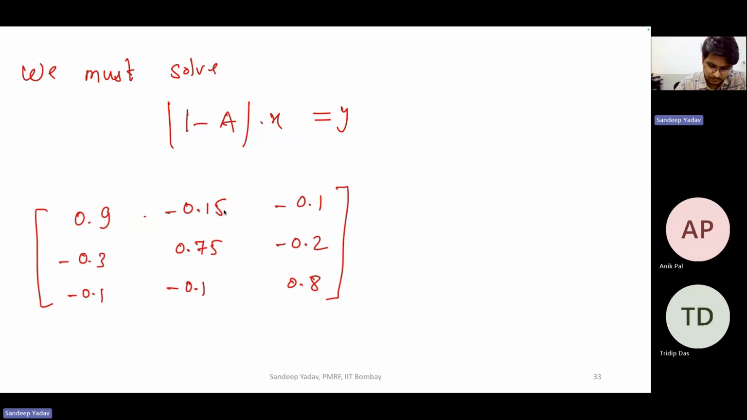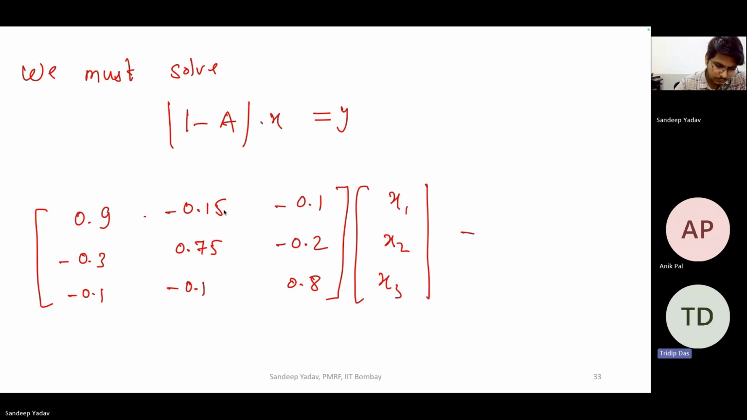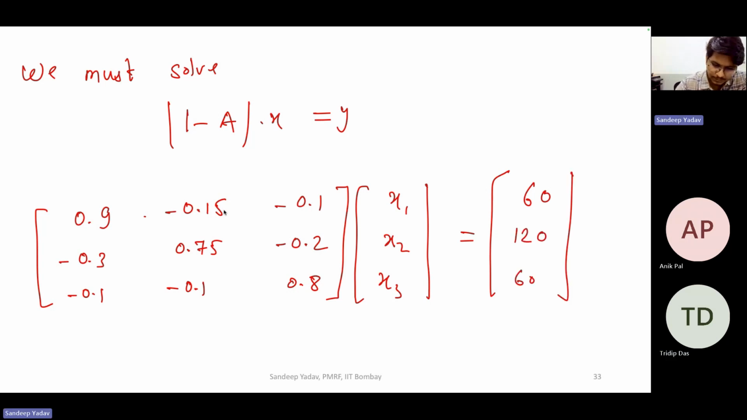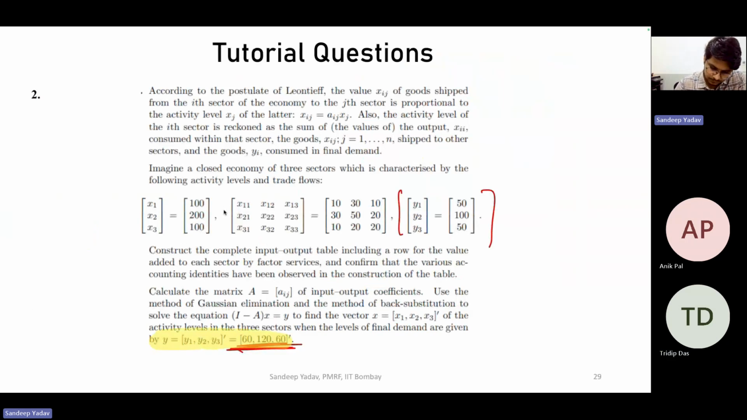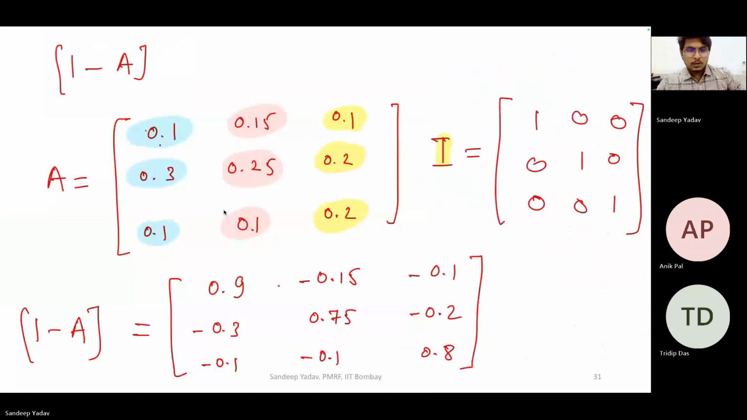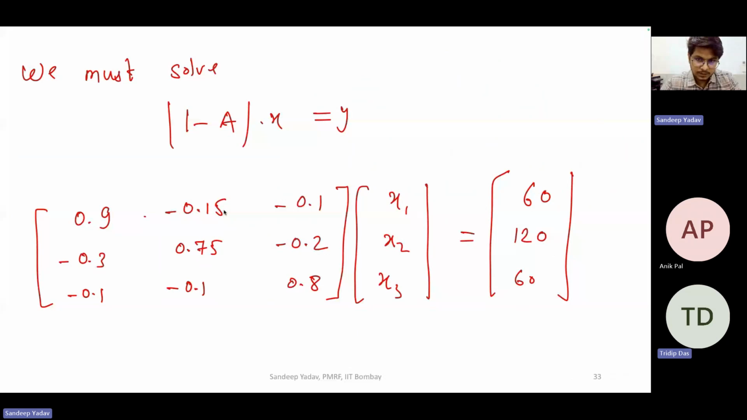The other thing is, we'll write x1, x2, x3 is equal to 60, 120, and 60. We are writing 60, 120 because it's given in the question, if you can see it. Now, if we solve this equation, we will get the values of x1, x2, and x3. So let's solve it.